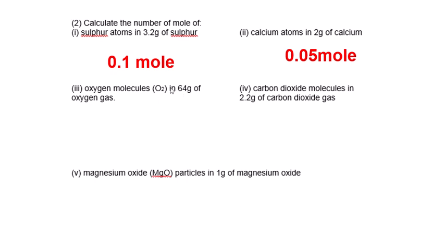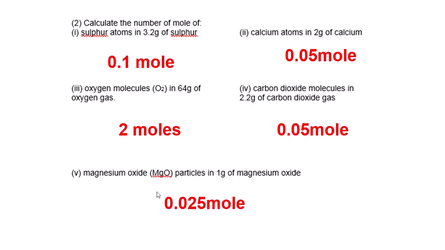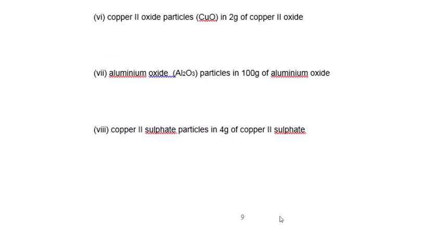64 over, and then O2, so 2 times 16 is 32, so that'll work out at 2 moles. 2.2 grams of carbon dioxide, 2.2 over 44, and that'll work out again at 1/20th of a mole, 0.05. 1 gram of magnesium oxide, 1 over 40, MgO works out to be, so 0.025 moles. Below it, copper(II) oxide, 1 mole of it will work out to be 64 plus 16, 80, so 2 over 80, 0.025.